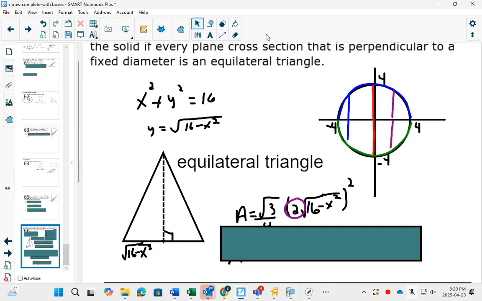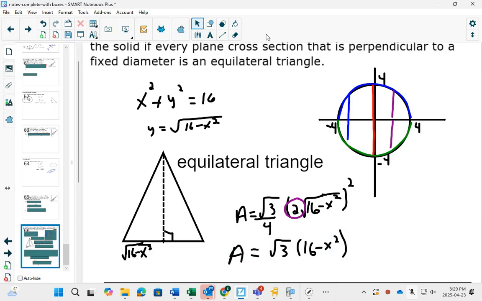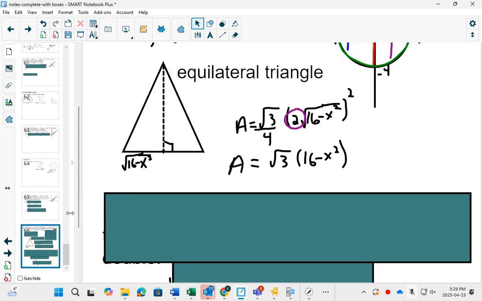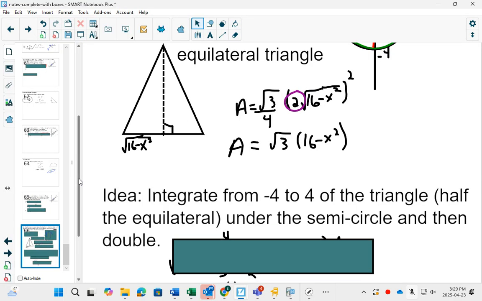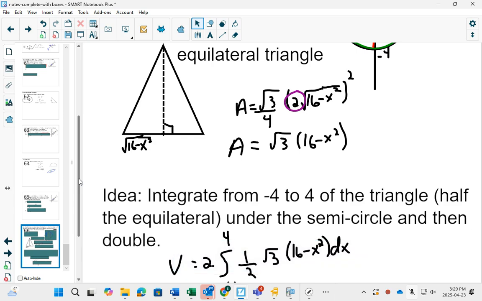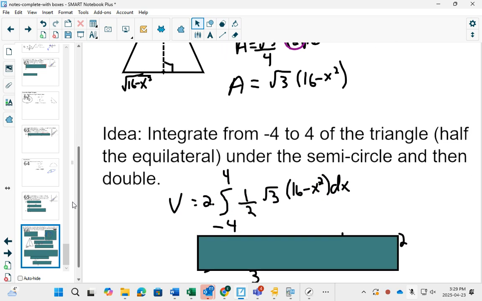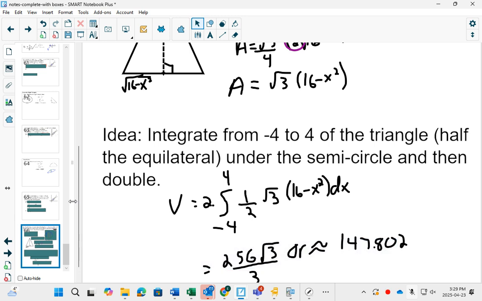Okay? Again, the setup is the challenge. Once it's set up, I could simplify that. I'm going to integrate from -4 to 4. And we get an answer. I don't think they'd ever give you one this complicated on your exam.